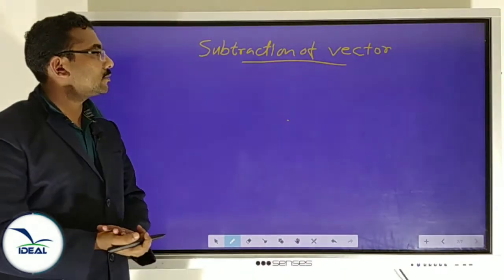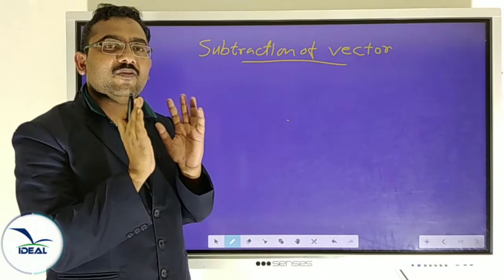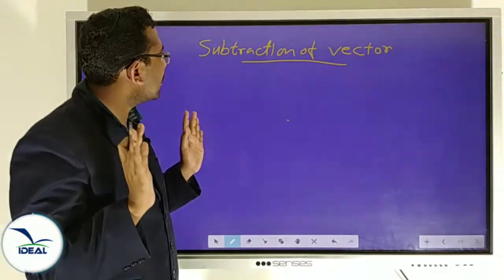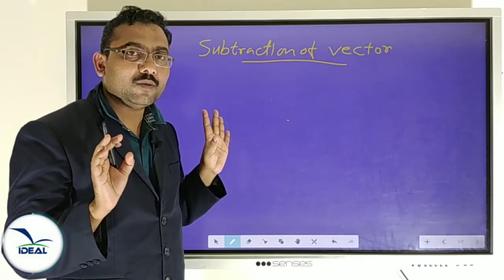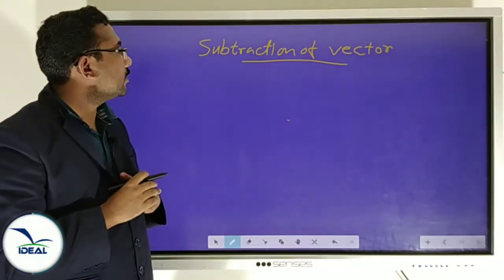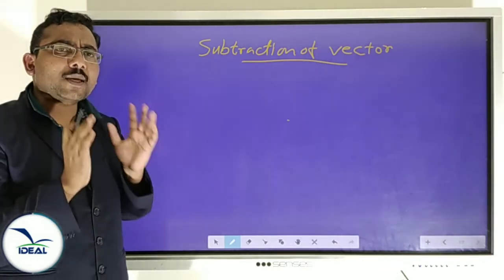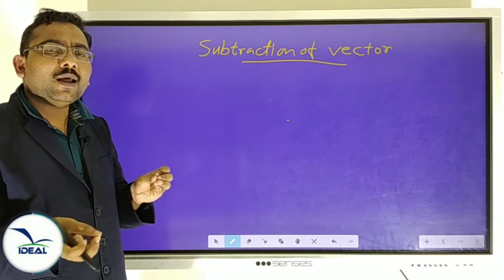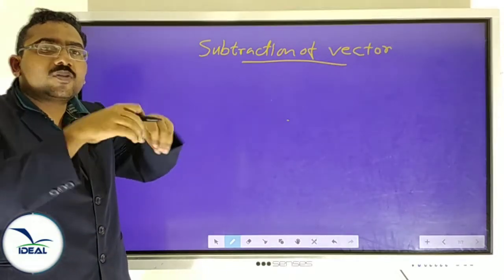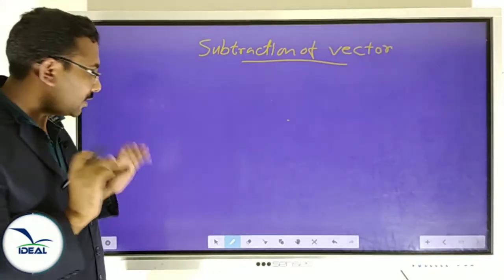Actually, there is no method to subtract a vector from another vector. There is no special method for subtraction in vector algebra. Then what do we do? Instead of subtraction, we use addition. We add the negative vector of the second vector, and we get the result.